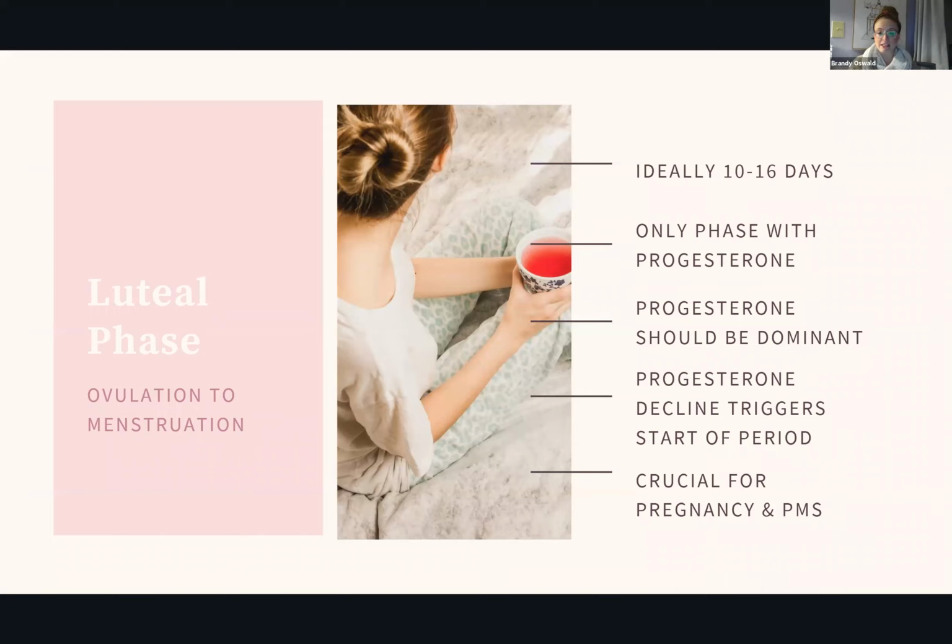The luteal phase is crucial, as we've been talking about, for pregnancy achievement and for the relief of PMS. This is the phase of the cycle that we really want to support if we're looking to boost, not fertility, but natural support for pregnancy achievement and relief of PMS.